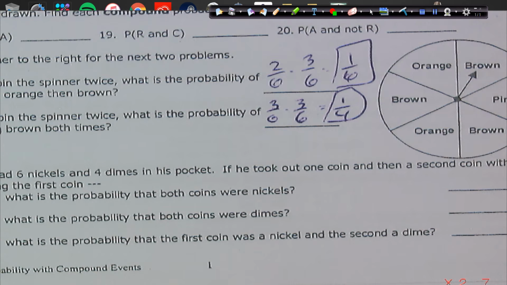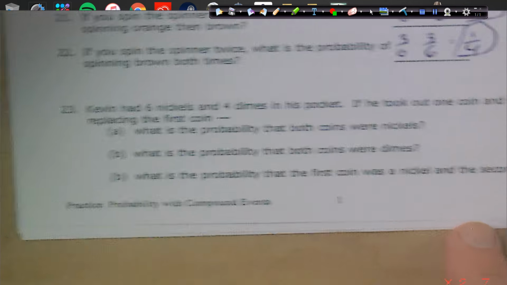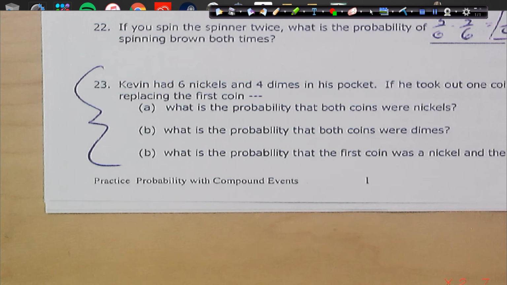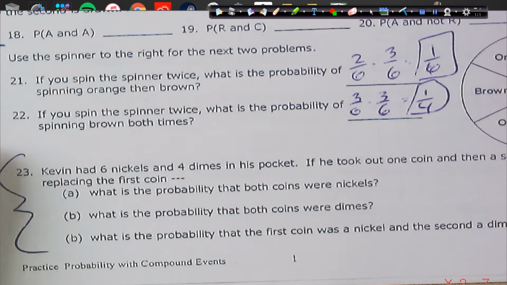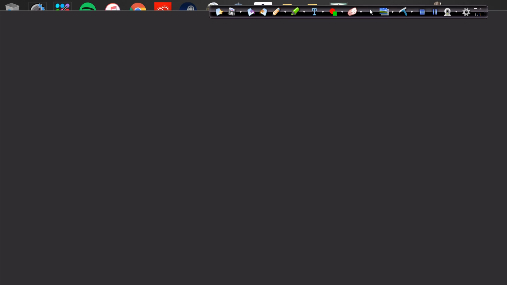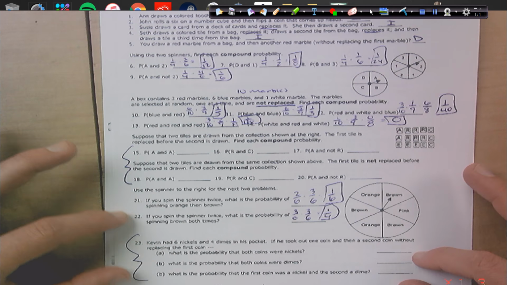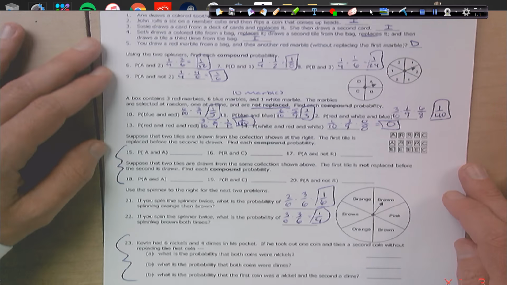Kevin has 6 nickels, 4 dimes. If you take one coin out and then a second coin without replacing the first coin, we're going to get the same situation we got before, so I'm going to have you actually try that one as well. Okay? We'll review the ones that we put in parentheses later. So we're going to do 23, and this grouping we'll check in class.